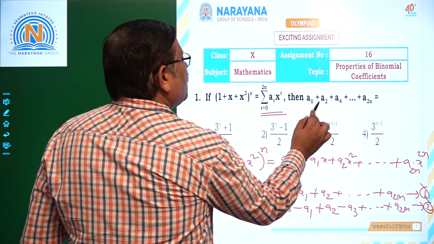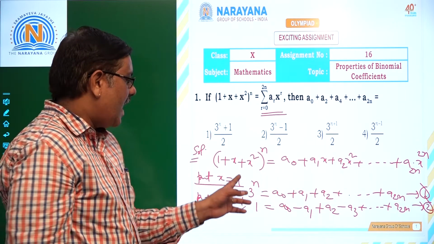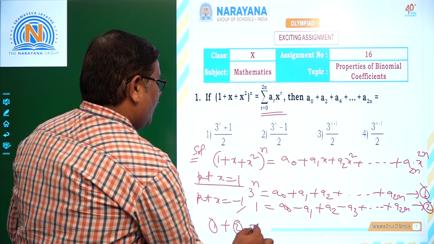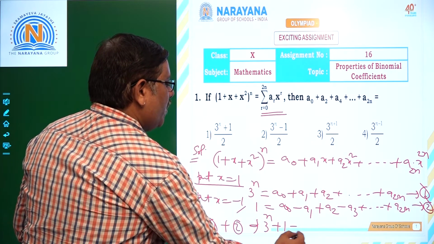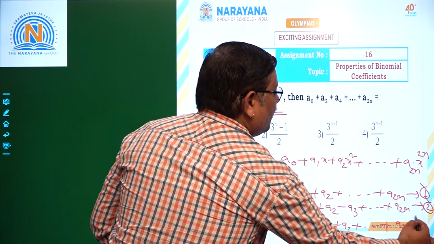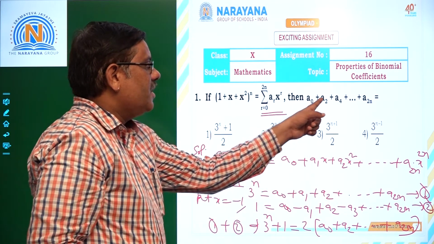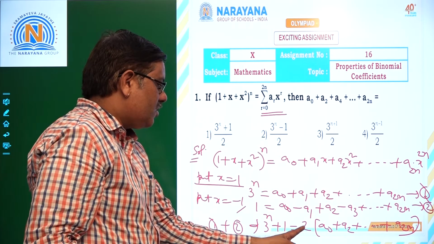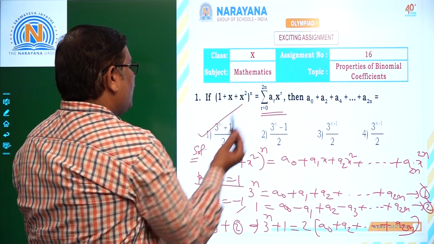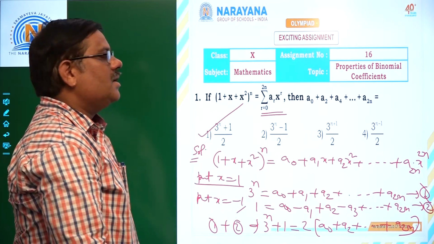What do you need now? a0 plus a2 plus a4. For a0, a2, a4, the odd terms must be cancelled, so add up these two conditions. If you add up 1 and 2, you are going to have 3 power n plus 1 is equal to 2 times of a0 plus a2 plus so on plus a2n. What do you need now? a0 plus a2 plus a4 plus so on, a2n. So this 2 you transpose here, and that becomes (3 power n plus 1) by 2. That is nothing but the first option for us, and that is the right answer for the required a0 plus a2 plus so on plus a2n.